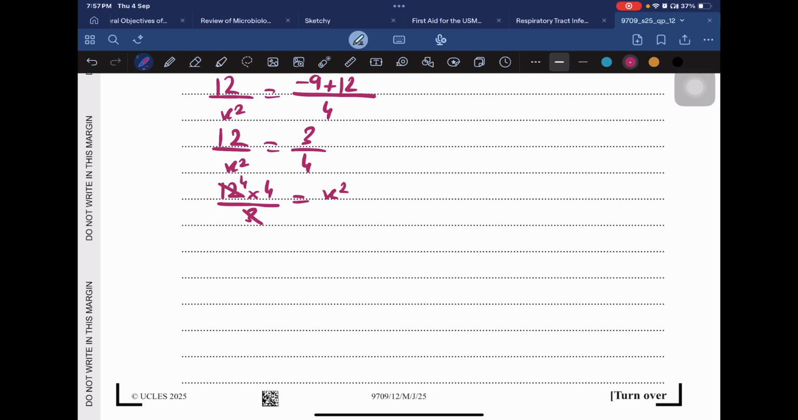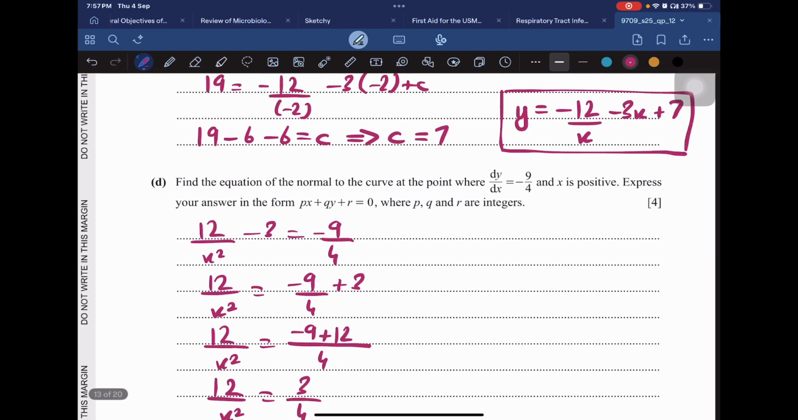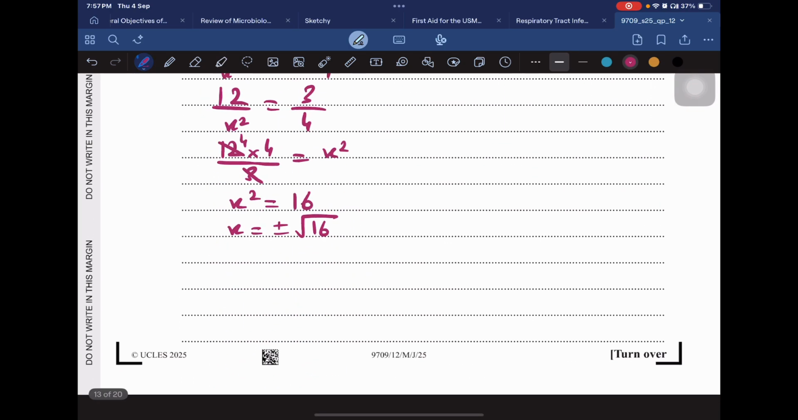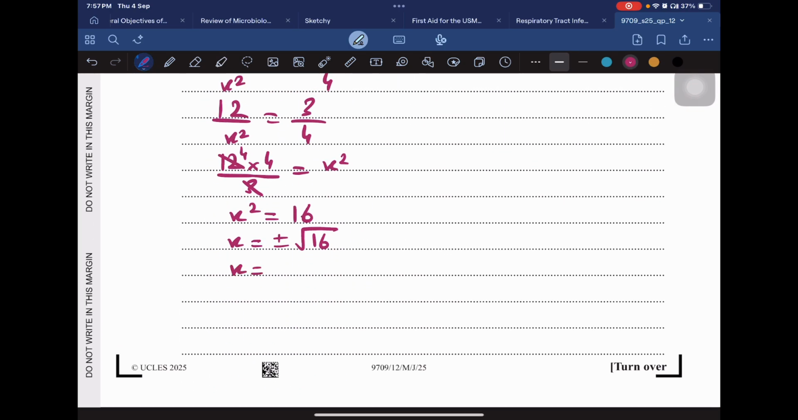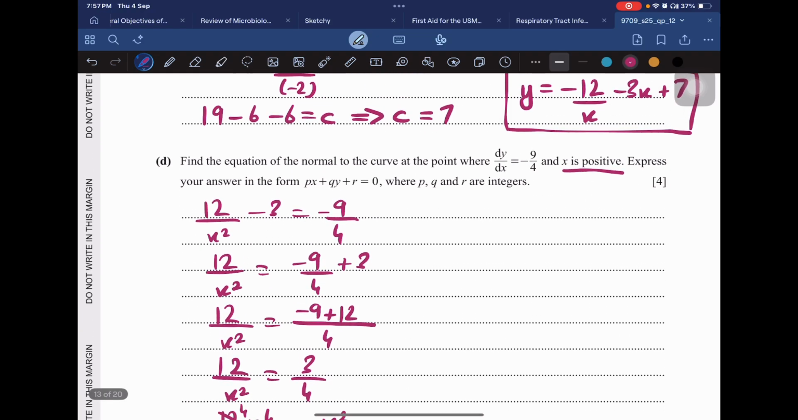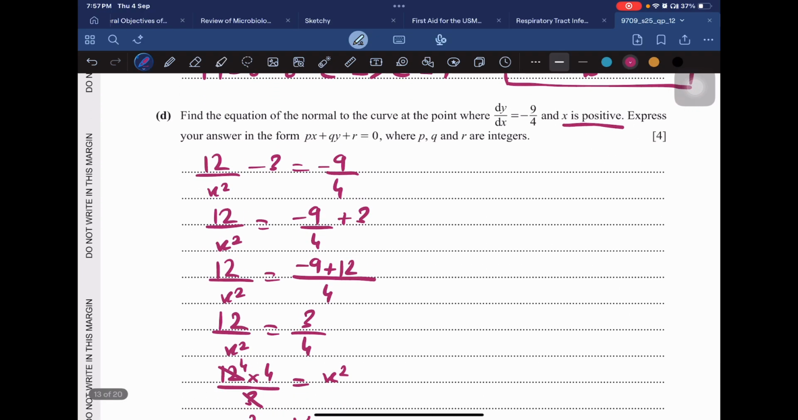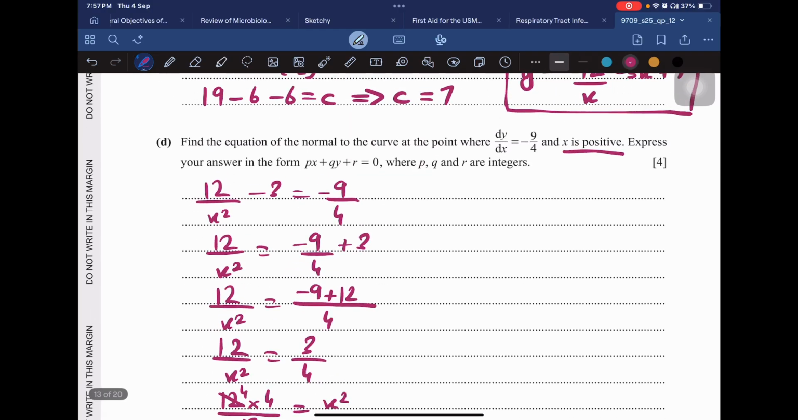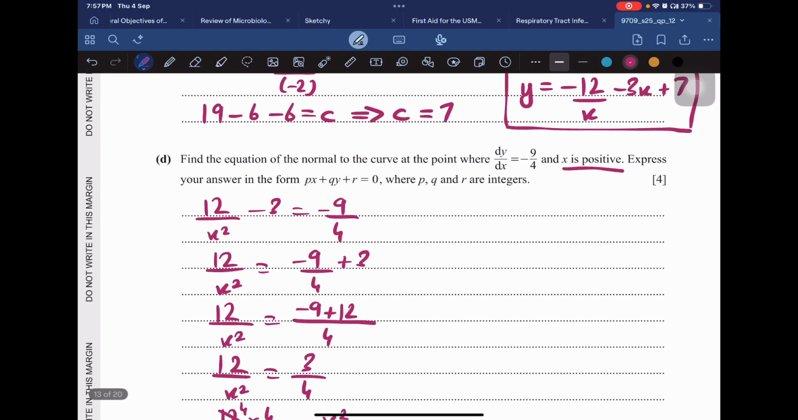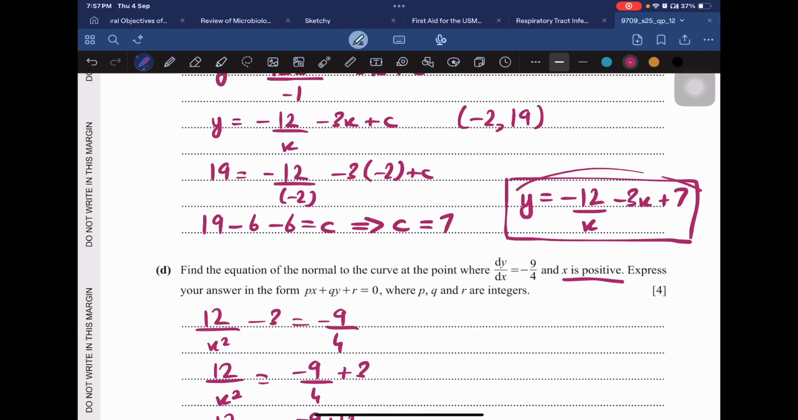Cross multiplying, 12 times 4 upon 3 equals x squared. We can cancel these out. We'll be left with x squared equals 16. So x equals plus or minus root of 16. And the question had said that x is positive, so we will only have x equals positive 4. Alright, so we found one of the coordinates of the point, that is the intersection of the normal and the curve. For the second coordinate, we'll put x over here.